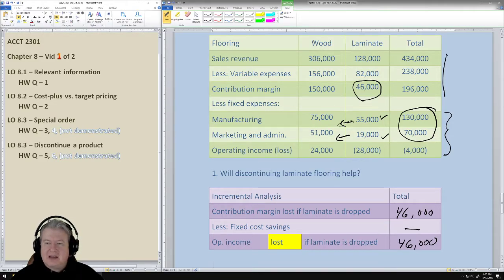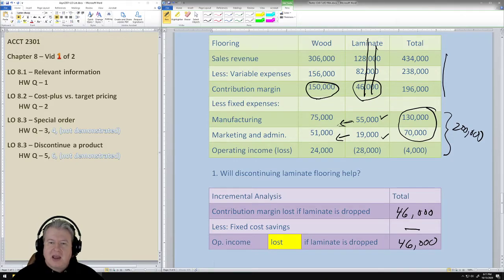So you can see that the fixed costs here are a total of 200,000, right? The total fixed cost. If we eliminated laminate altogether, and we just said, okay, we've got wood, which contributed 150,000 in sales, but we'd have total cost of 200,000. Well, then you can see that we would be under by 50,000.